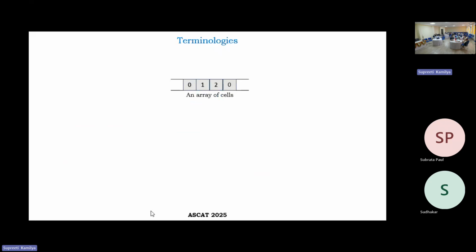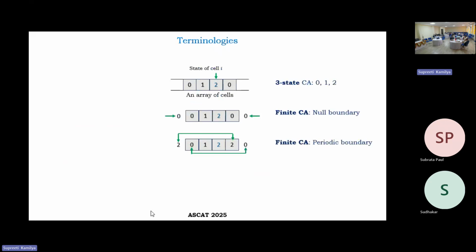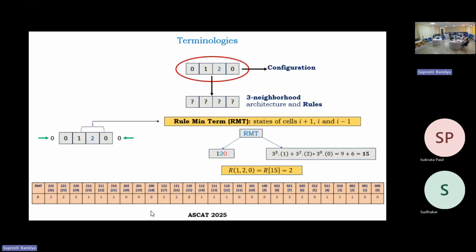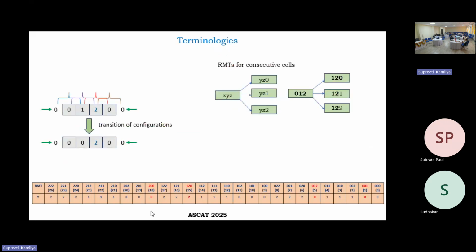So these are the terminologies useful for my work. Here we are using an array of cells, because we are using one-dimensional CA with three states. So the possible states are 0, 1, 2. We use finite CA, so obviously we have to use a boundary condition. Here we are using null and periodic both. Next, we are using a three-neighborhood architecture. As we are using three-state three-neighborhoods, the number of RMTs is 27. And I have taken the representation of one rule here.